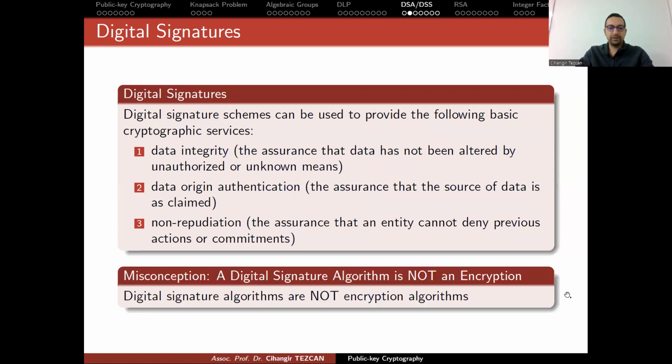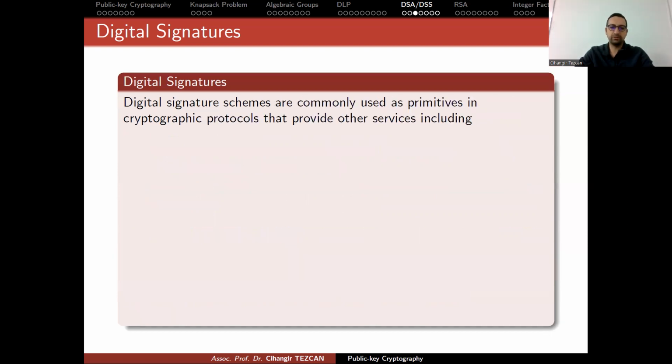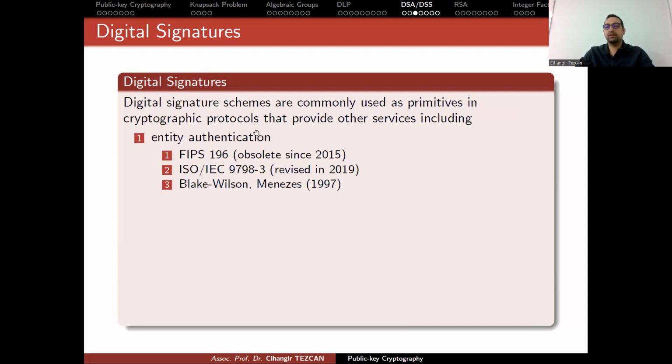Again, as a misconception, a lot of people think that a digital signature is an encryption algorithm, but digital signature algorithms are not encryption algorithms, okay? Both are focused on different things. Encryption algorithms focus on confidentiality. Here, as you can see, we focus mostly on data origin authentication, data integrity, and non-repudiation. Digital signature schemes are commonly used as primitives in cryptographic protocols that provide other services, including entity authentication.